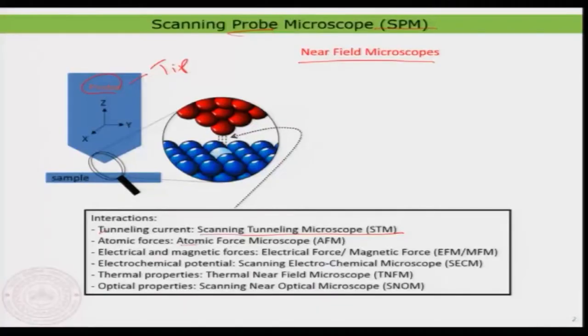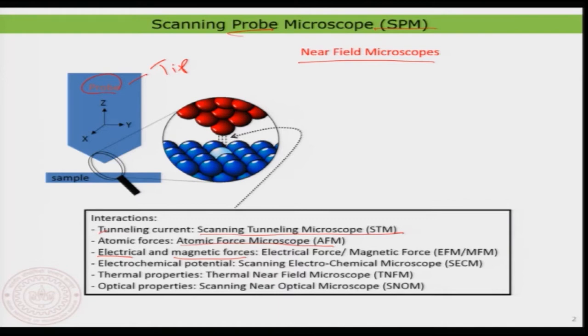Now, if you are measuring something like atomic forces that is acting between the surface and the tip, then you have something known as atomic force microscope. Then you can measure many other forces like electrical force, magnetic force. Then you have electrical force microscopy or magnetic force microscopy, generally known as EFM, MFM and so on, which is another type of atomic force microscopy, but where you are just looking at the electrical force that is acting between the tip and the sample.